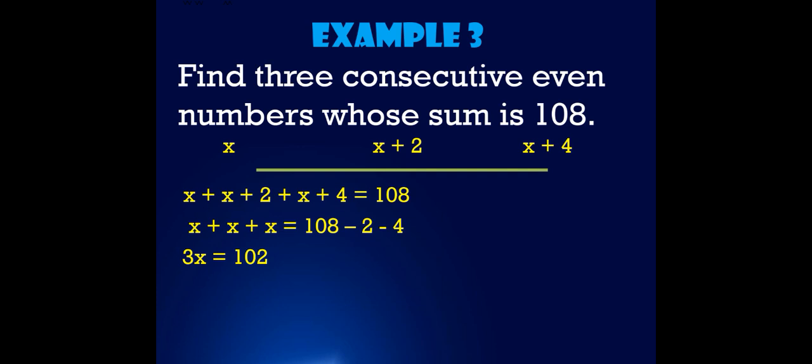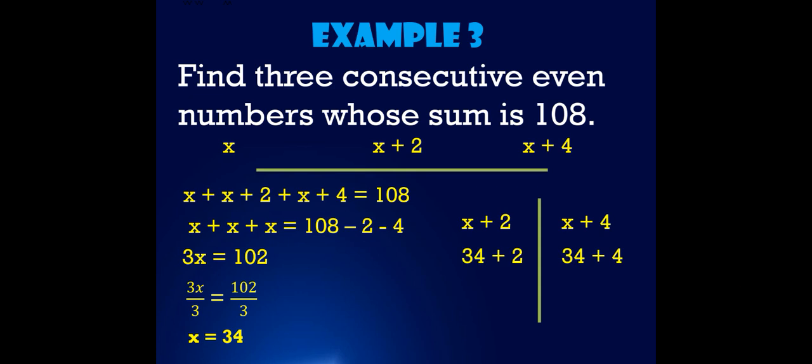And then, para ma-cancel out si 3, divide natin both side by 3. So, 3x divided by 3 is equal to 102 divided by 3. Cancel si 3, matitira na lang ay si x, and then 102 divided by 3 is equal to 34. Kung ang x natin ay 34, ang x plus 2 naman natin ay 34 plus 2, at ang x plus 4 ay 34 plus 4. 34 plus 2 is 36, and 34 plus 4 is 38. Therefore, ang final answer natin ay 34, 36, and 38.